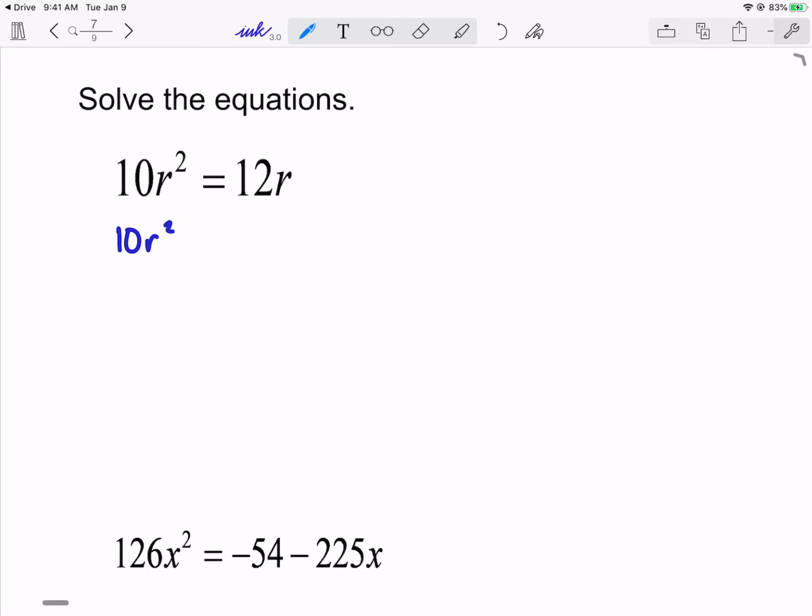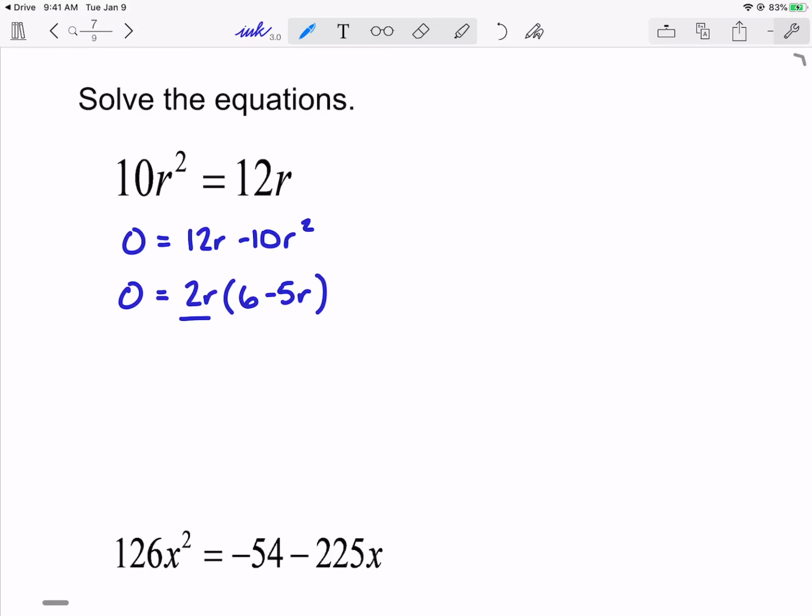So I'm going to subtract 12r. Actually, I'm going to do this backwards just to show you that it doesn't really matter. So I'm going to subtract the 10r squared. So I got 12r minus 10r squared. Now I notice both of these numbers are even and they both have an r, so I'm going to factor out a 2r. So 12r divided by 2r is 6. Negative 10 divided by 2 is negative 5, and I still have an r left over.